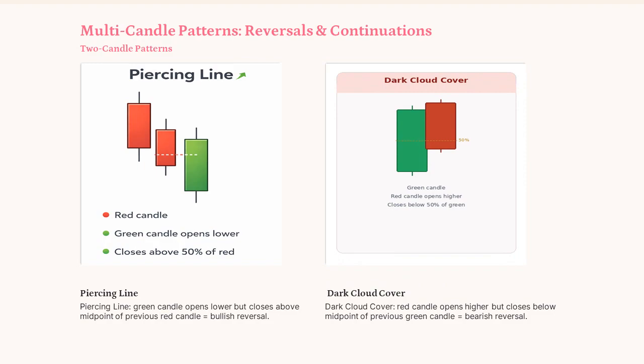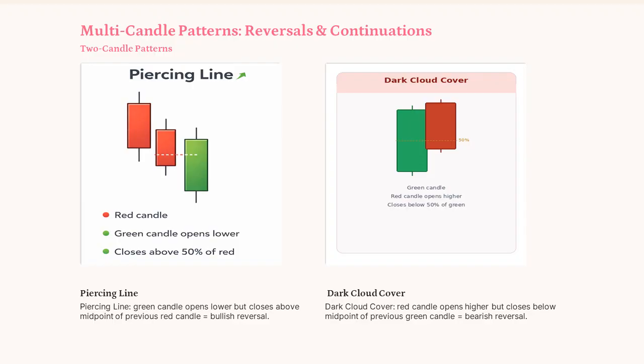Dark cloud cover, bearish. The dark cloud cover is the bearish equivalent. It forms in an uptrend. Day 1 is a green candle. Uptrend continues. Day 2 opens higher than the previous close, which initially suggests more buying pressure. But then sellers step in aggressively, pushing price down to close below the midpoint of the first candle's body. The psychology: bulls were in control at the open, but sellers rejected those higher prices and drove the market down through the halfway point of the previous rally. A close below 30% is even more bearish than 50%.